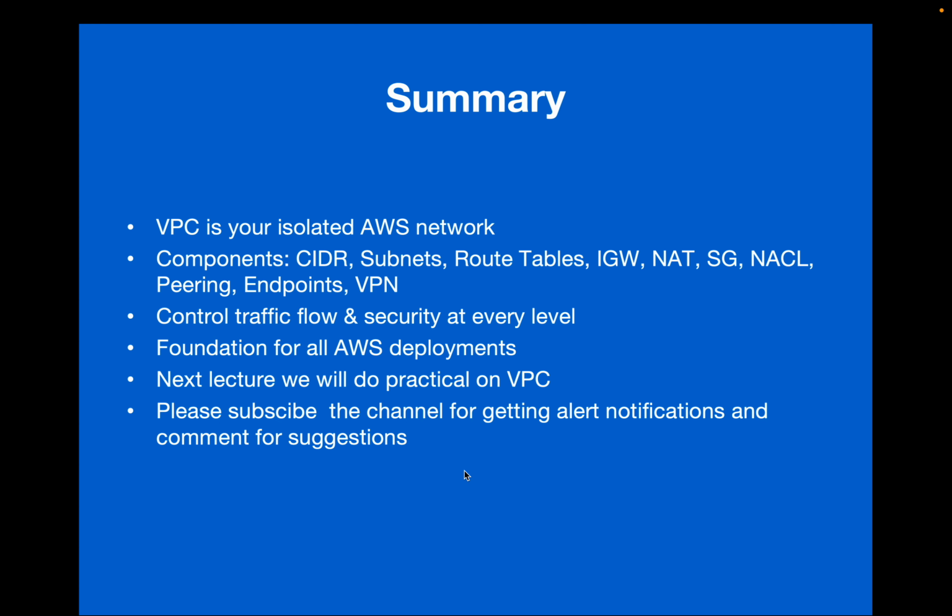In the next lecture, guys, we'll be doing a practical on VPC. There we'll try to understand more, but I would like you to revisit this lecture and understand it more. You're free to explore the AWS official documentation regarding the VPC in order to have a thorough theoretical understanding of it, because that is a foundation.